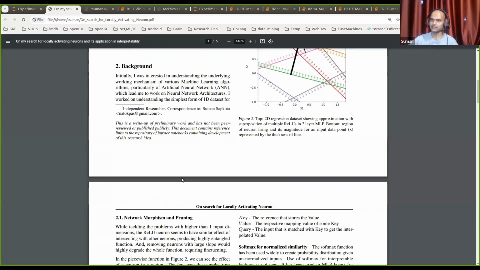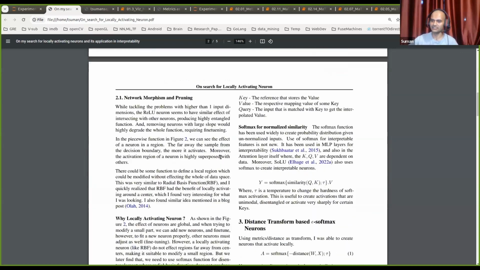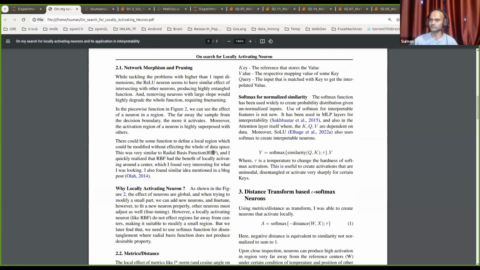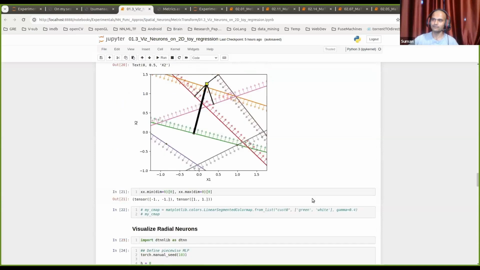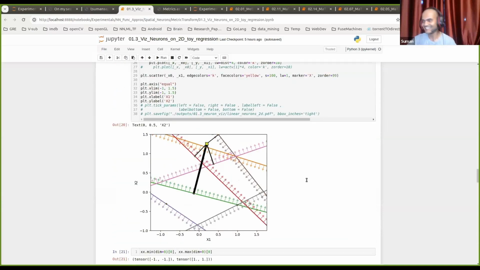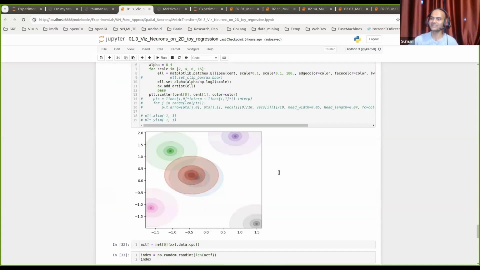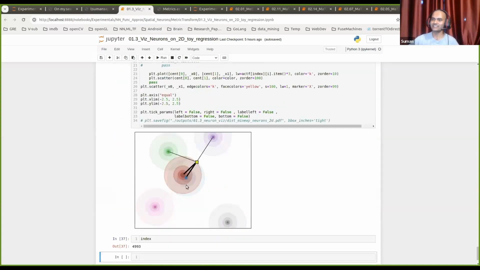So I was looking into radial basis functions, because they seem to produce locally activating neurons. I'll show you a visualization. So this is what I showed you right now. I was also trying to approximate using a radial function, which gives a notion of distance or similarity. If a data point is close to a center or a neuron, then it activates highest, and if it is far away, then it activates lowest. So that is how I was tackling it.